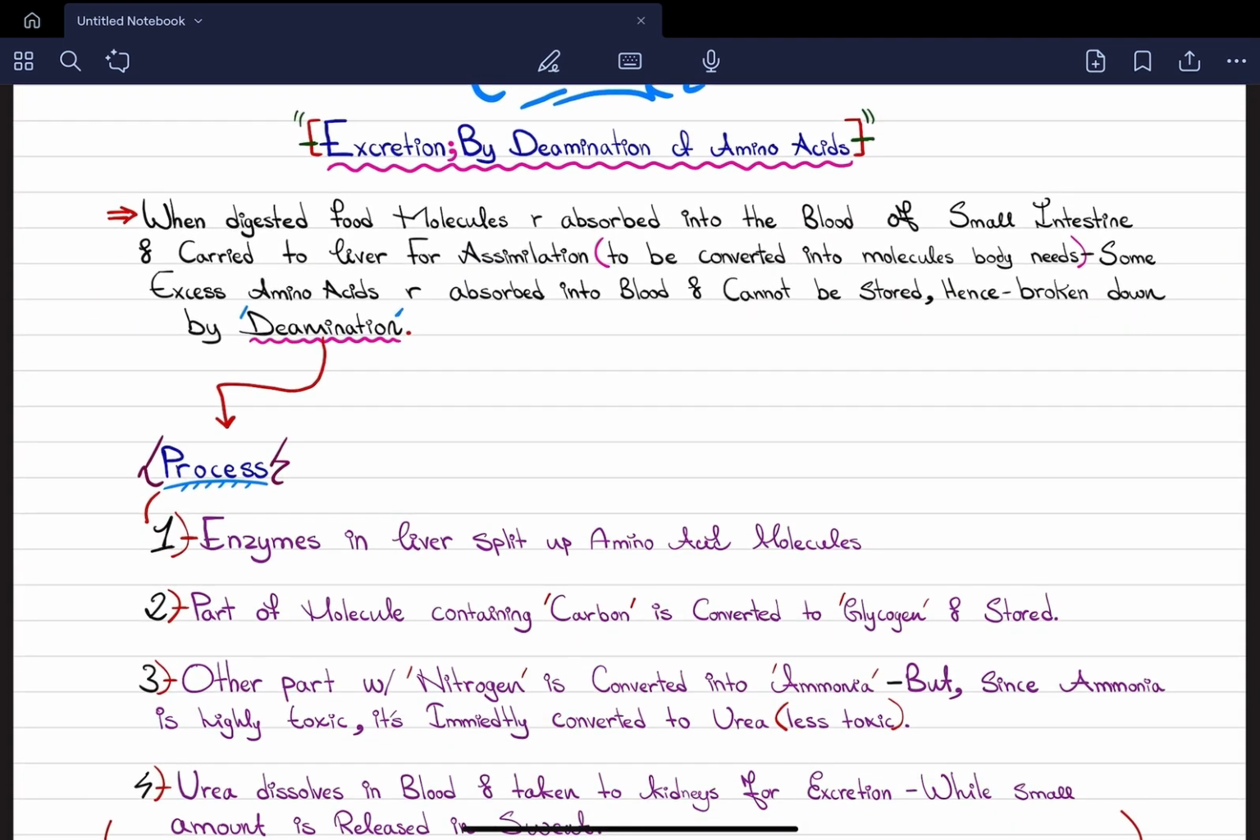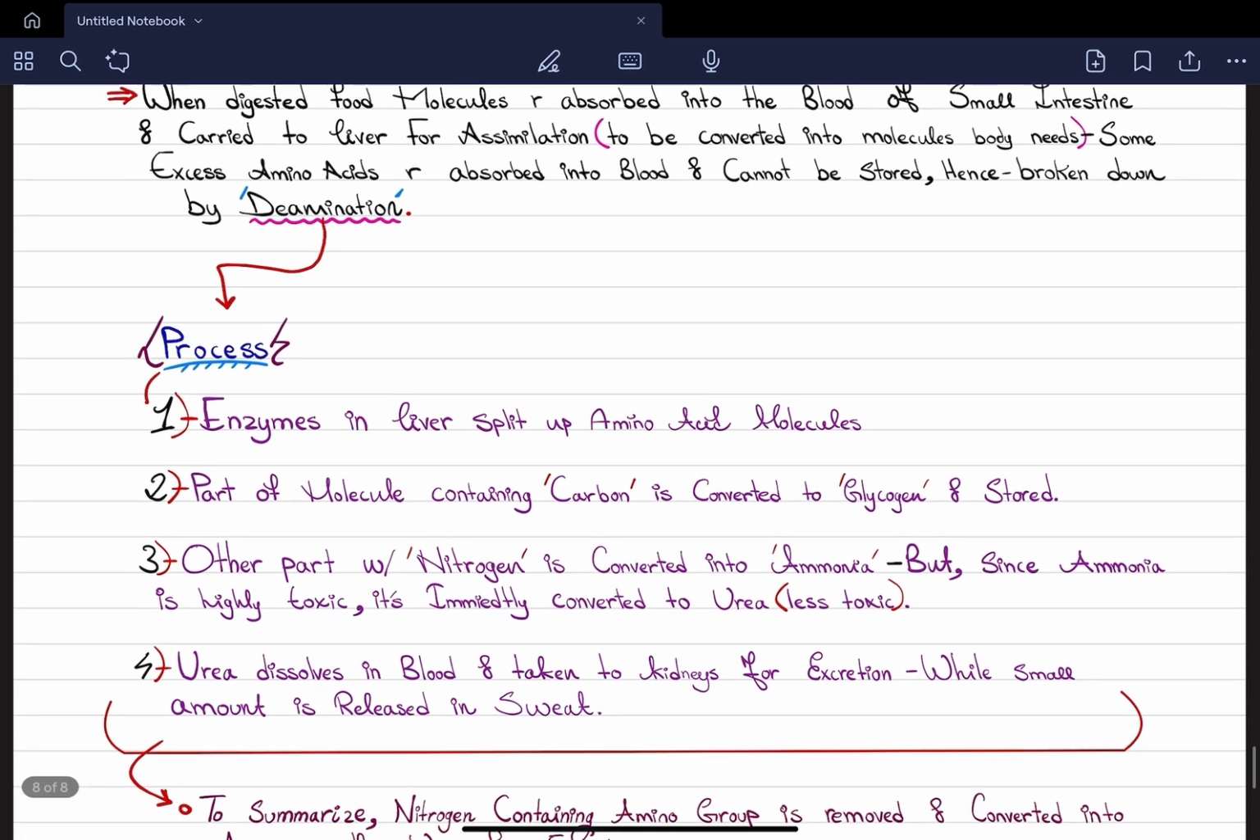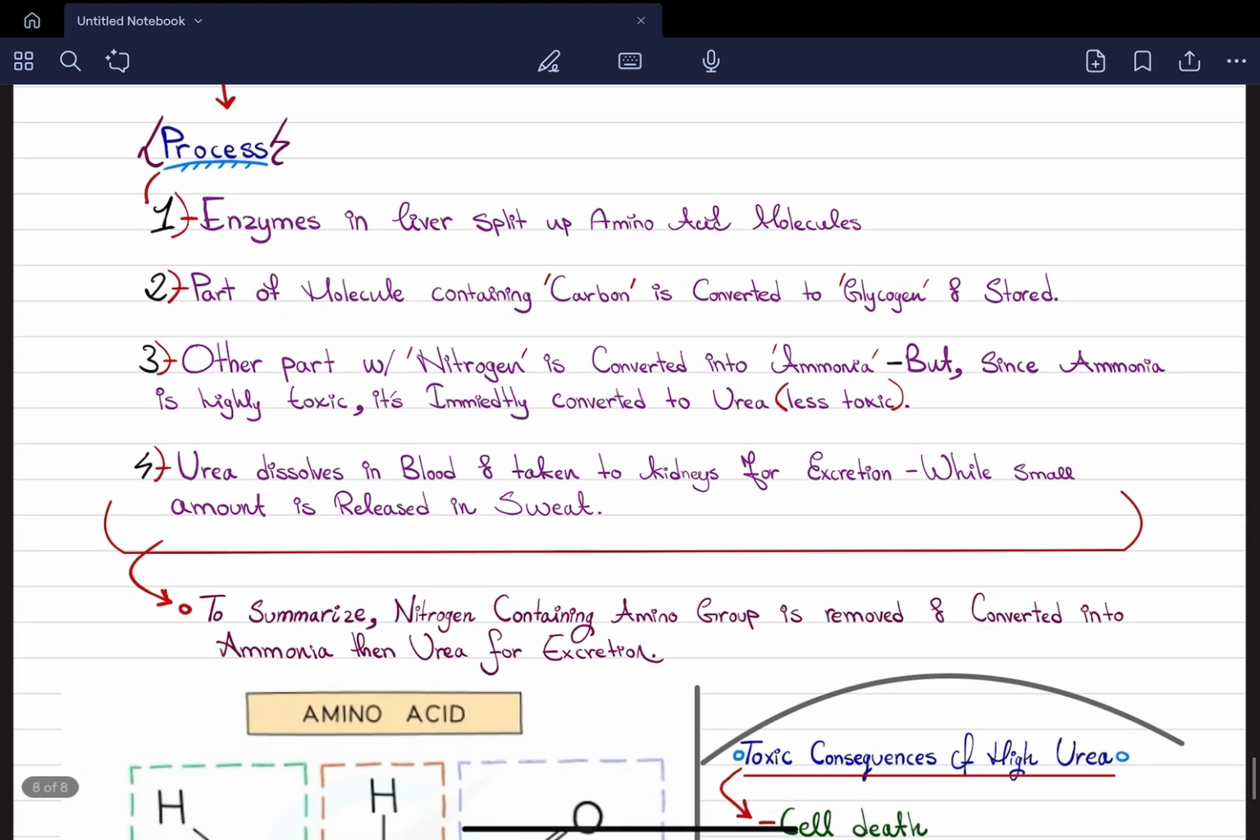Excretion by deamination of amino acids. When digested food molecules are absorbed into the blood from the small intestine and carried to the liver for assimilation, meaning to be converted into molecules that the body needs, some excess amino acids cannot be stored, hence they are broken down by deamination. What is deamination? Let's have a look at the process. Deamination starts with enzymes in the liver splitting up amino acid molecules.